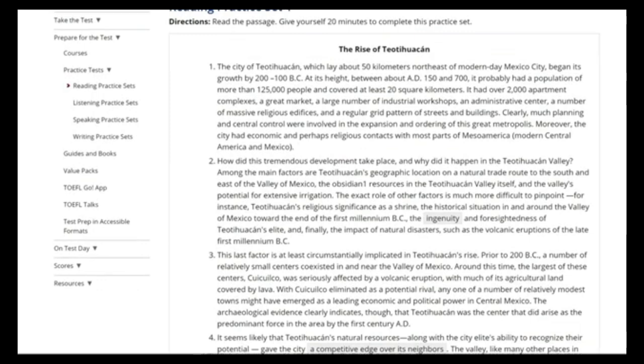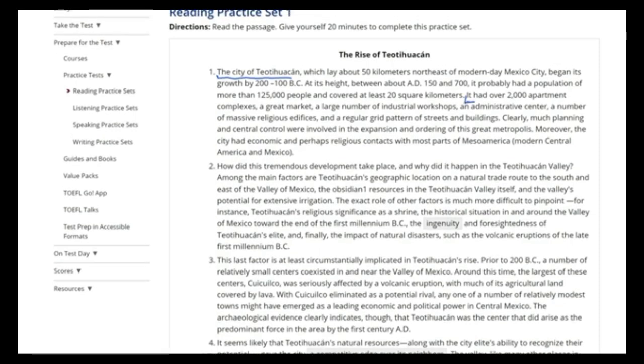It says here, the city of Teotihuacan, which lay about 50 kilometers northeast of modern-day Mexico City, and it goes on. This is not interesting for us here. Here, this is where it gets interesting. The text talks about 2,000 apartment complexes, a great market, a large number of industrial workshops, an administrative center, and it goes on, and a regular grid pattern of streets and buildings. So this sentence seems quite interesting for us because it talks about features of the city. It talks about apartment complexes, etc. that you can find in this city, okay?